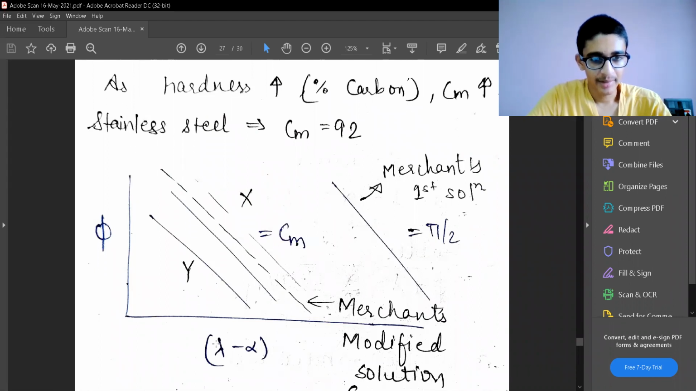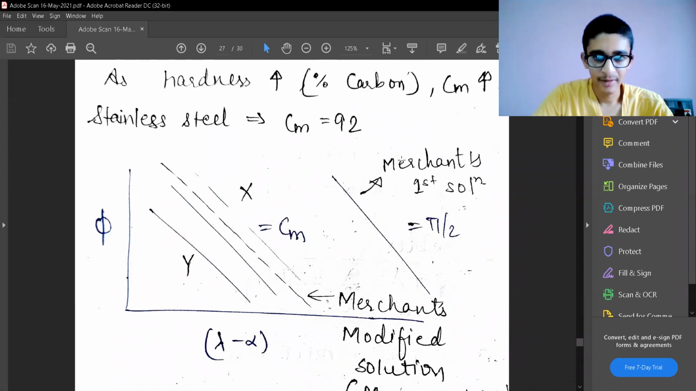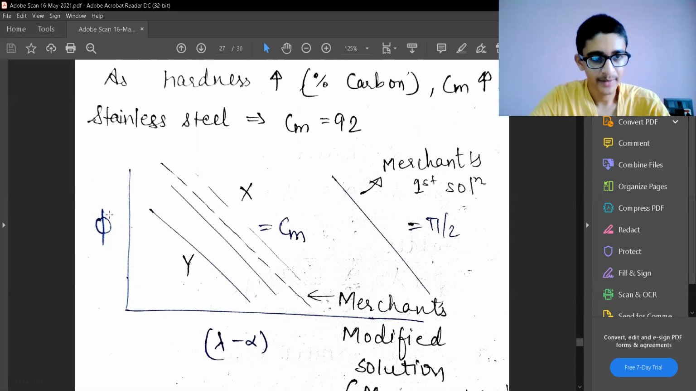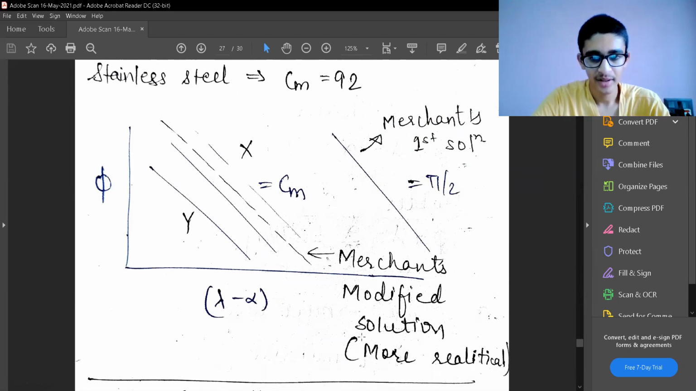For phi and lambda minus alpha, we can make a graph, and Merchant's first solution lies over here, which is pi by 2. So phi plus lambda minus alpha is pi by 2. Phi is the y-axis, lambda minus alpha is the x-axis. So y plus x is equal to pi by 2. That's the equation we have. But the Cm values are going to be different for different materials. So there are multiple lines for Merchant's modified solution, and those are more realistic.